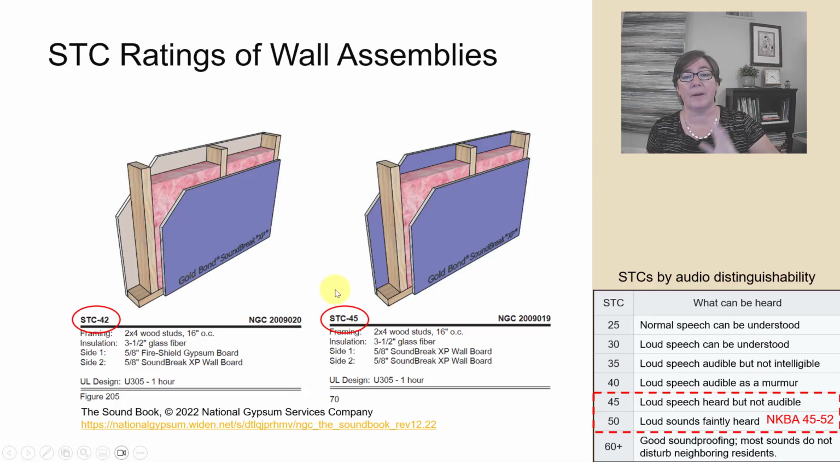Moving to now we're putting acoustic gypsum board on both sides of a wall, and we jump up from 42 to 45. Finally, we are in that NKBA recommended area for the wall between, for example, a bathroom and a bedroom, or a bathroom and a living room.